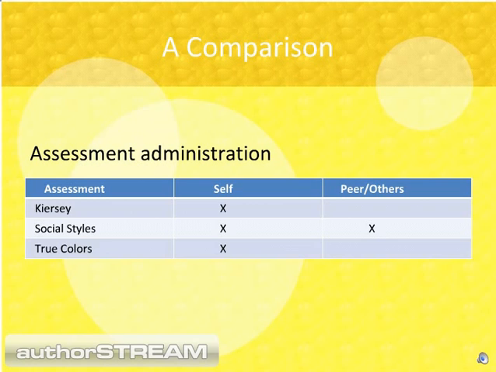All three assessment tools are based on self-administered evaluations. Social Styles also adds a peer perspective and uses the combined self and peer evaluation scores to indicate a predominant character or role.